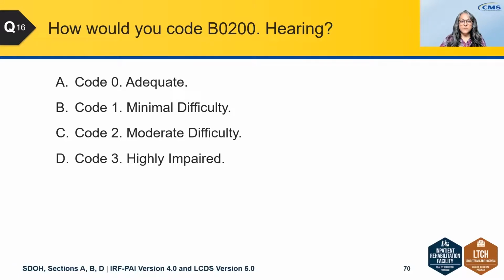Okay, I think we could probably close the poll for this one. And we've got a little bit of a split here between codes 1, 2, and 3. So the correct answer is actually code 2, moderate difficulty.